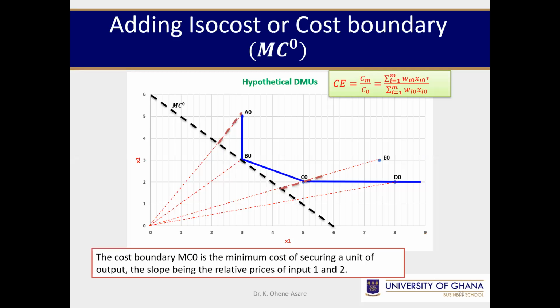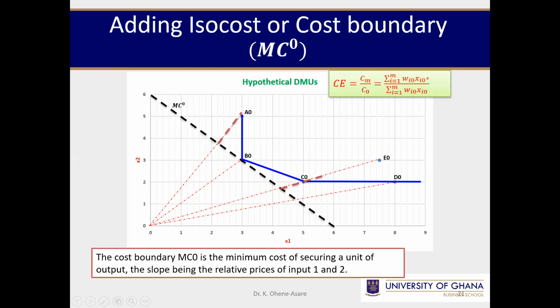So how did I get this isocost line? Now, first of all, please look on the top here, cost efficiency. What is the definition of cost efficiency? It is the minimum cost, which is the numerator, divided by the actual cost. So first of all, we need to know the actual cost for every DMU.